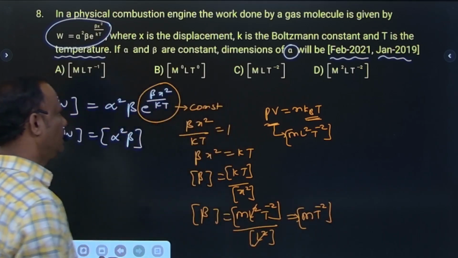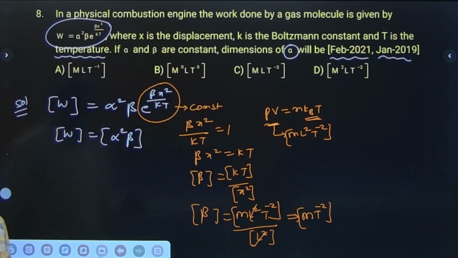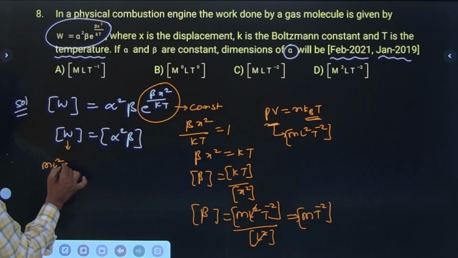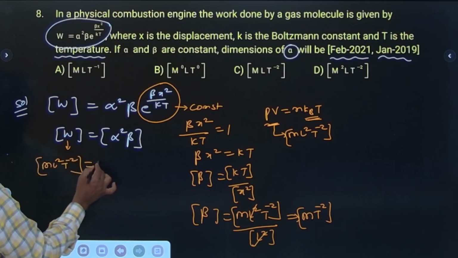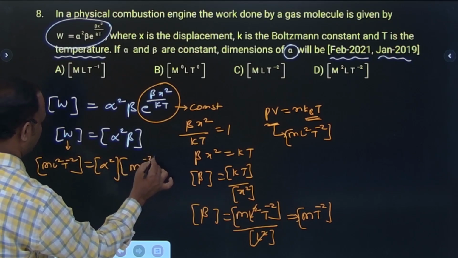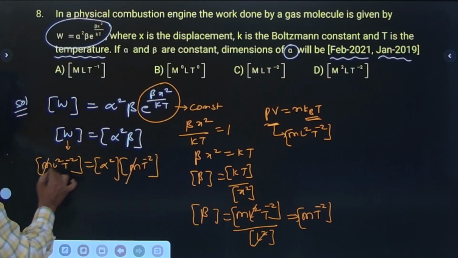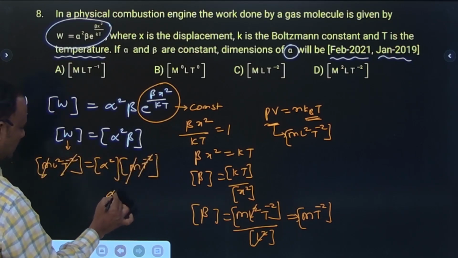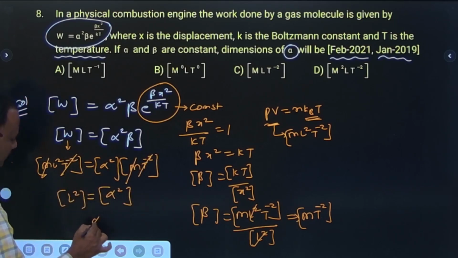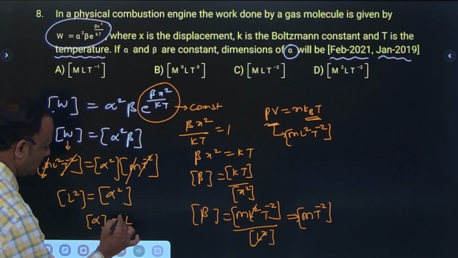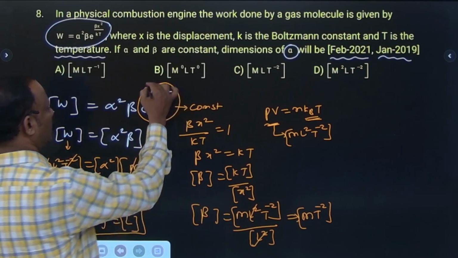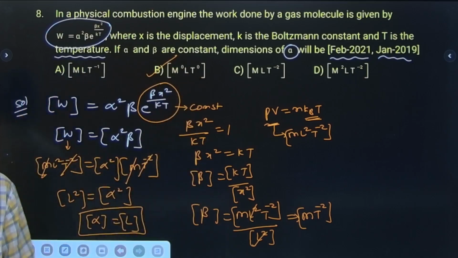Next, substituting into this: W is ML square T minus 2, equals alpha square times beta, which is MT power minus 2. M and T power minus 2 cancel. The dimension formula of alpha square is L square, so the dimension formula of alpha is L. This is M0 L T0. Option B is correct.